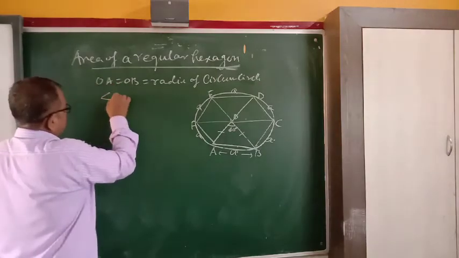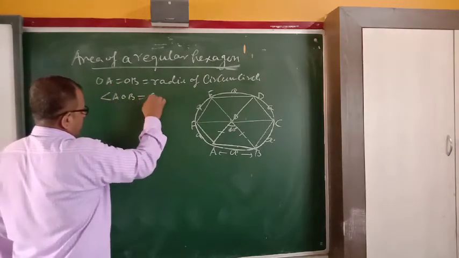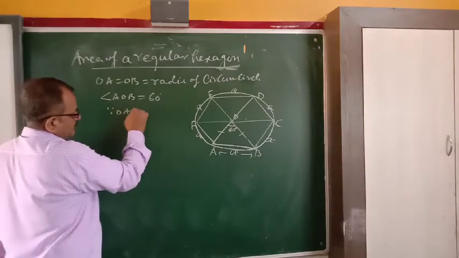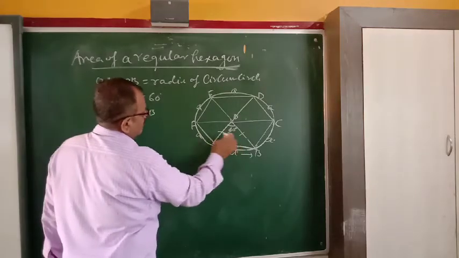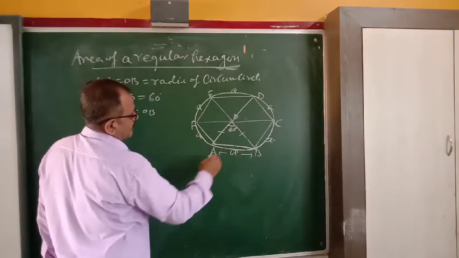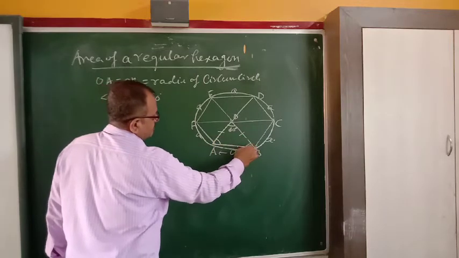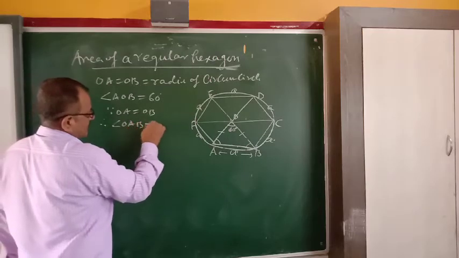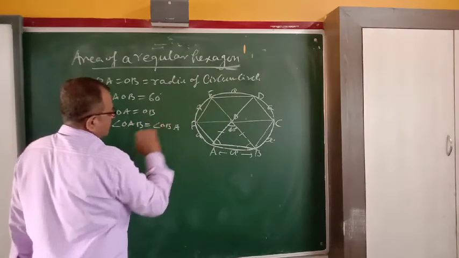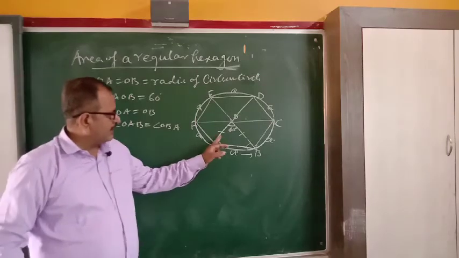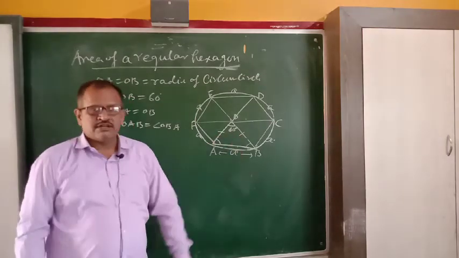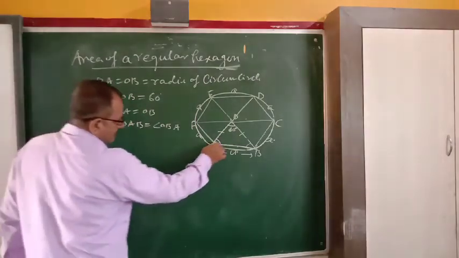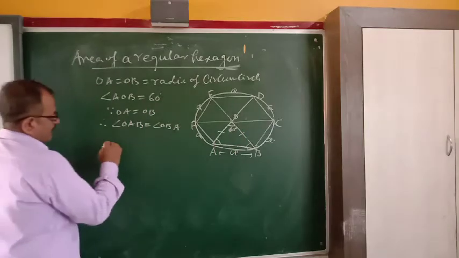So angle AOB is equal to 60 degrees. Since OA is equal to OB, radii of the circumcircle, their opposite angles will also be equal. Therefore, angle OAB is equal to angle OBA. We know that in a triangle, if two sides are equal, their opposite angles are also equal. What will be the sum of these three angles? By the angle sum property.